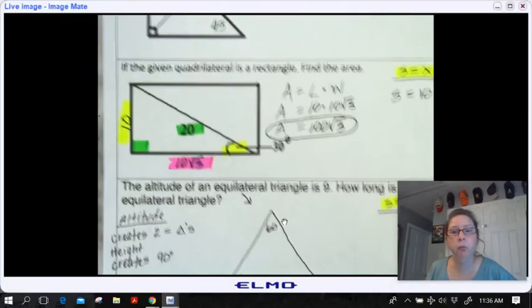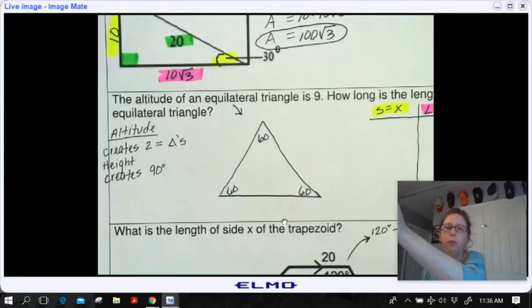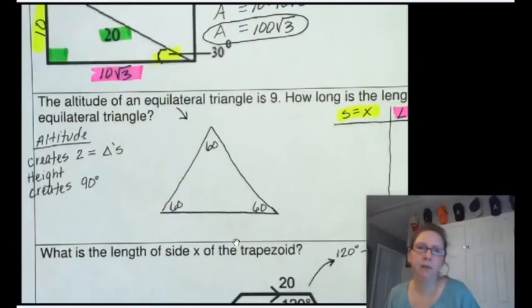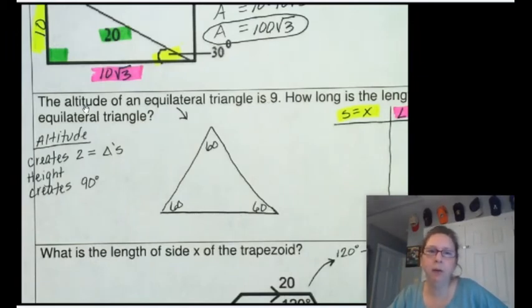Okay, guys, we have 2 more examples to look at. This next problem tells me that the altitude of an equilateral triangle is 9. So we need to think about what we learned prior to Math 2 about altitude. Altitude creates 2 equal triangles, at least when we have an equilateral triangle, it does. The altitude is the value of the height, and it's going to create a 90-degree angle.